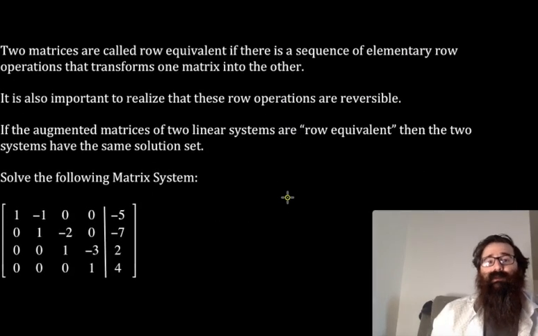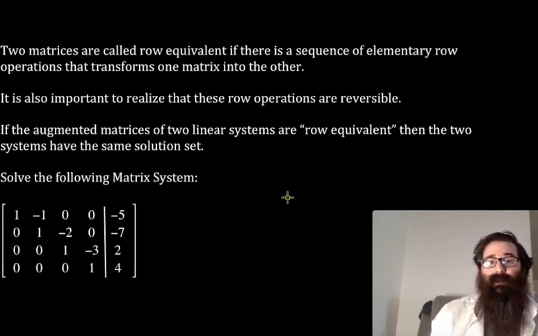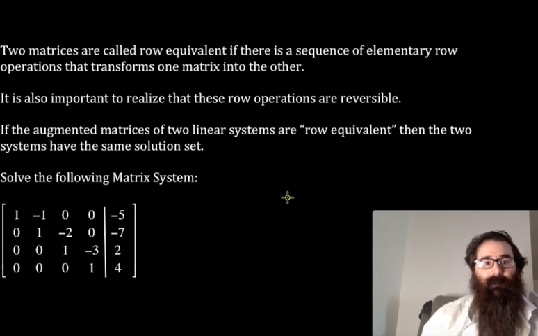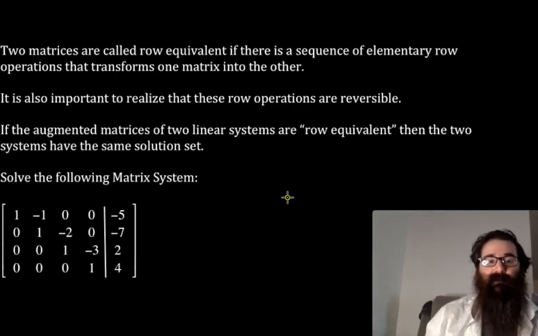The two matrices are called row equivalent if there is a sequence of elementary row operations that transforms one matrix to the other. And what's really nice about these row operations is that they're completely reversible, so I can undo anything that I do in the process. If the augmented matrices of two linear systems are row equivalent, then the two systems have the same solution set.